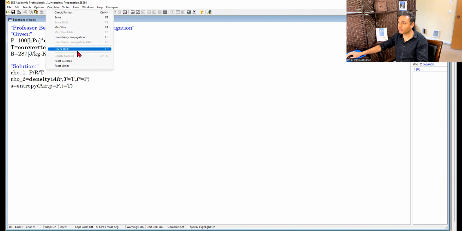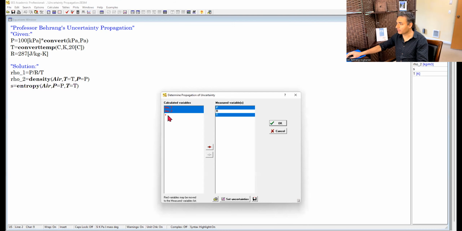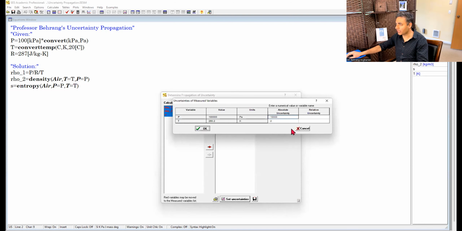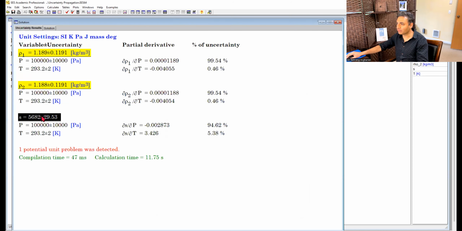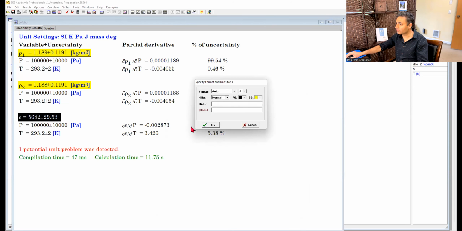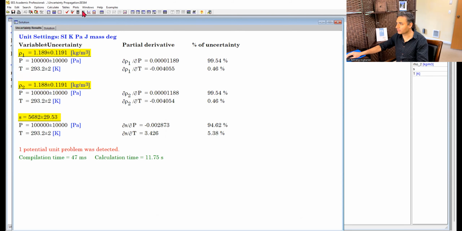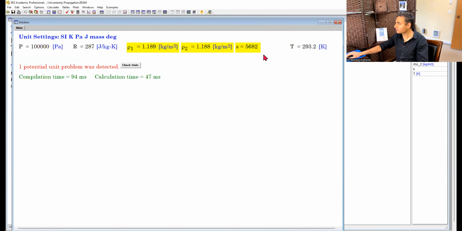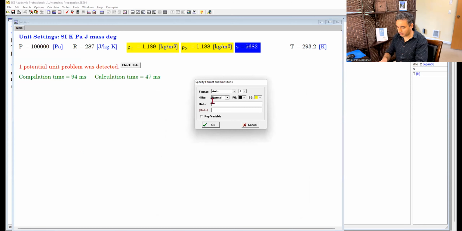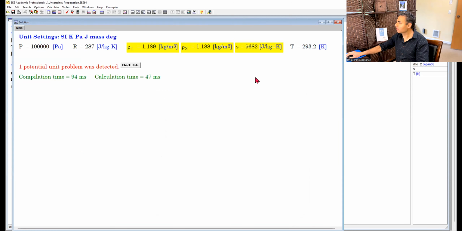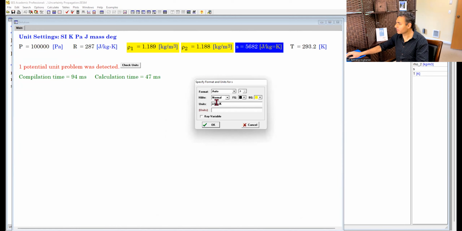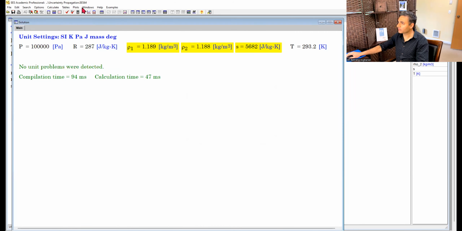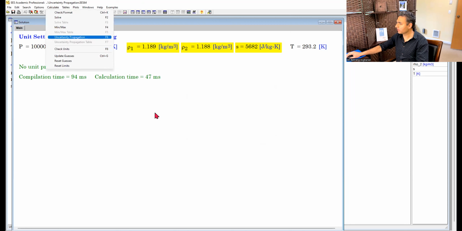And then go to calculate, uncertainty propagation, and this time choose S also. You have to choose these. Now these uncertainty values are still the same. When I click OK, it will even calculate the uncertainty of entropy for me. There is one potential unit issue, because this value would be joules per kilogram Kelvin. So make sure that you don't have kilogram equals Kelvin, but kilogram dash Kelvin. Okay, so now it's good. Now let's go back to uncertainty propagation, and everything's good.